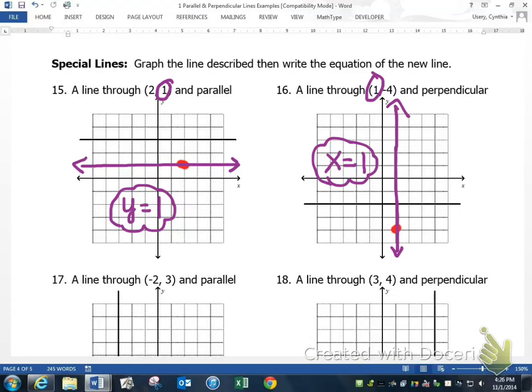All right, I want you to do 17 and 18 on your own and see what you get. We're going to pause here to give you a chance to work through them, and then we'll compare answers.